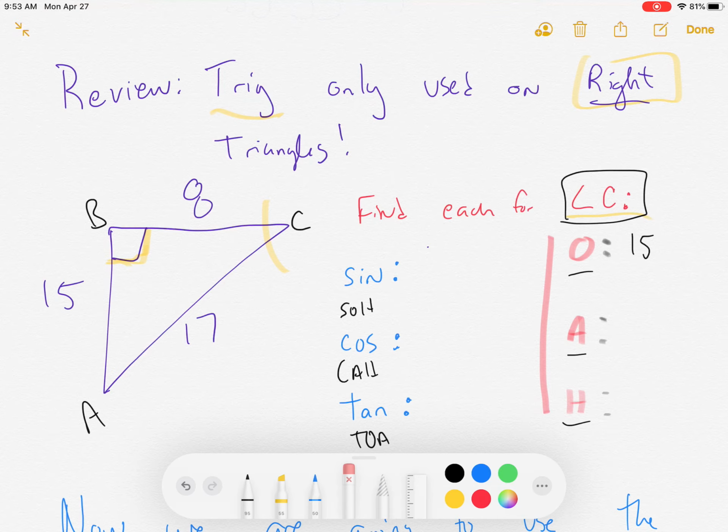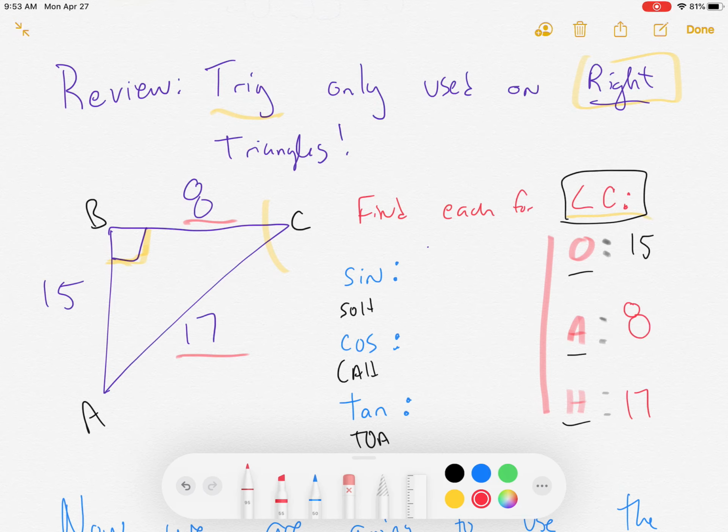Well, Mr. Adler, you might be saying there's two sides that are right next to it. Adjacent means next to. 8 and 17 are both next to it. So which one's the adjacent side? Well, it might be easiest to find the hypotenuse first. Hypotenuse is always across from the right angle. So 17 is across from the right angle. Now, the only side that's next to C and hasn't been used is 8, so the adjacent side is 8.